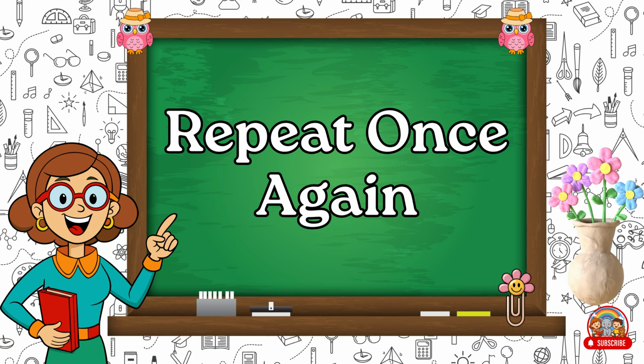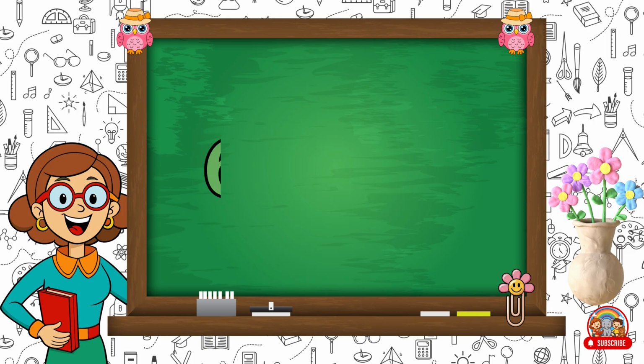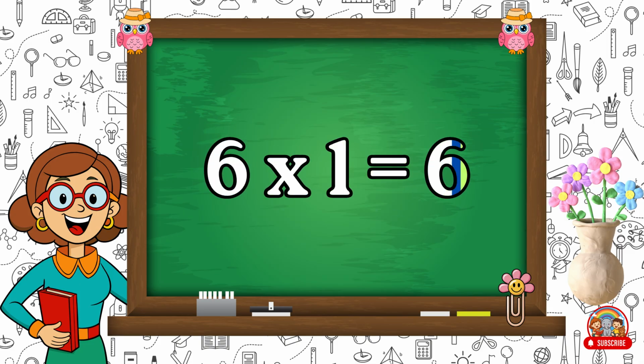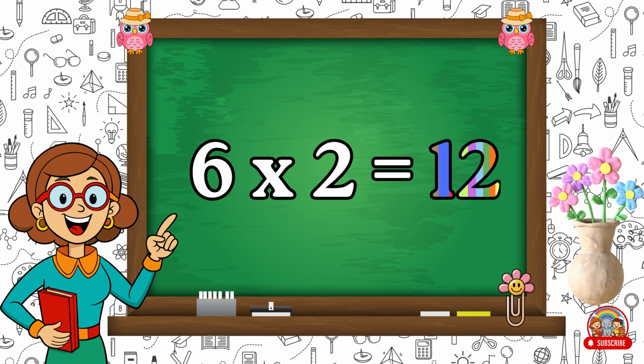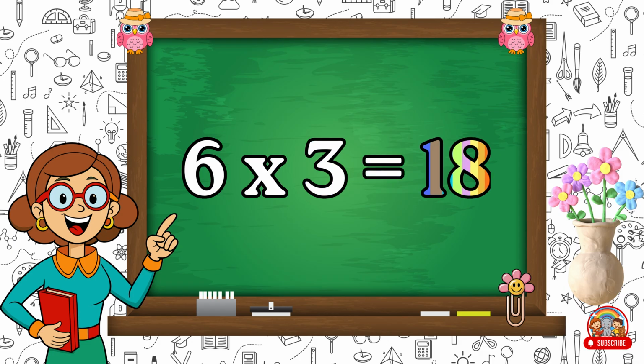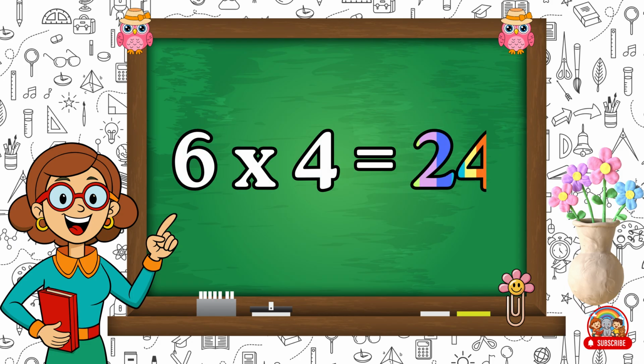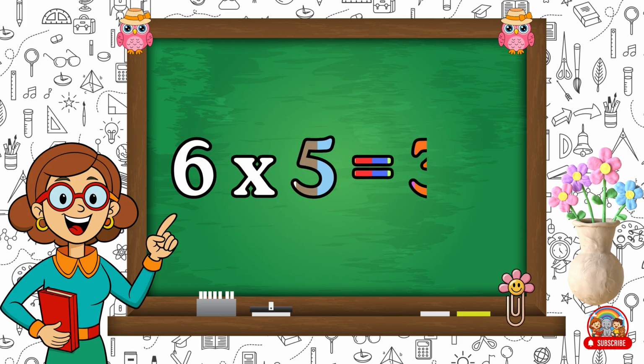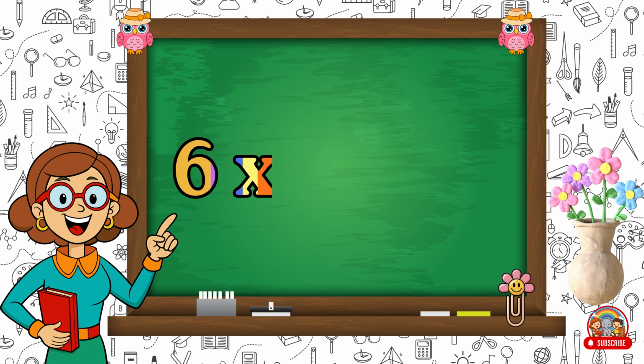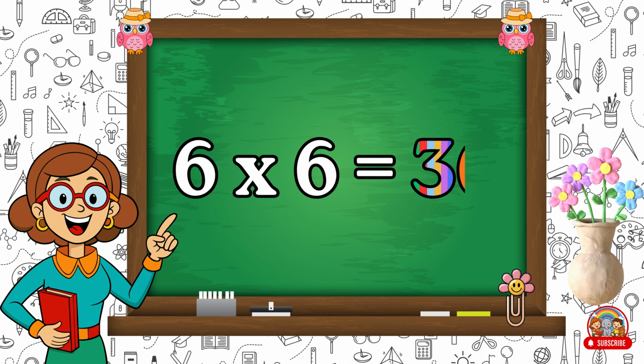Repeat once again. 6 ones are 6. 6 twos are 12. 6 threes are 18. 6 fours are 24. 6 fives are 30. 6 six are 36. Learning number is so easy.